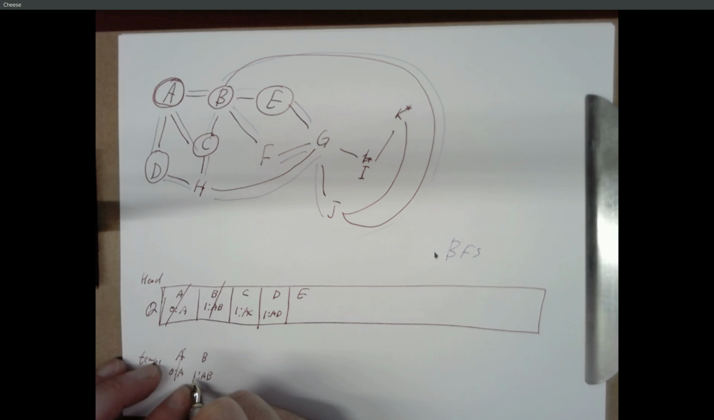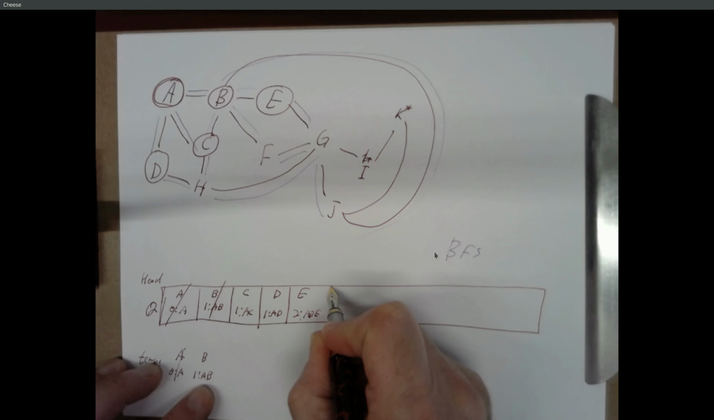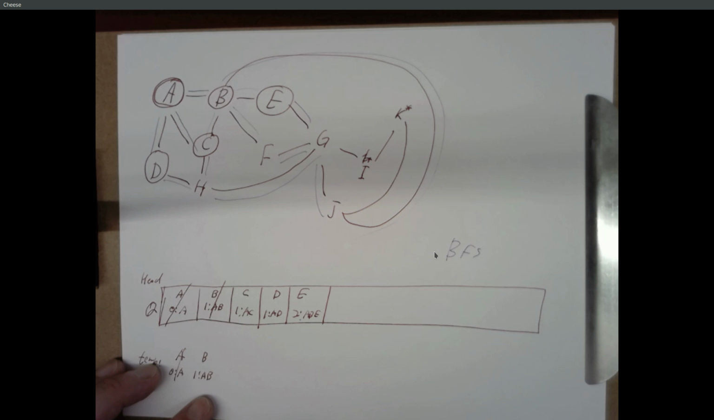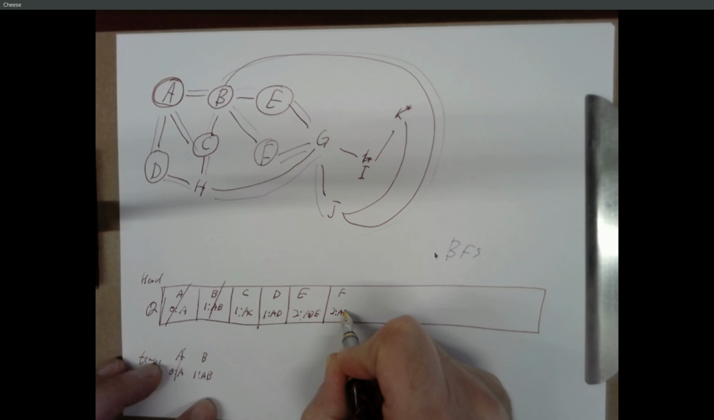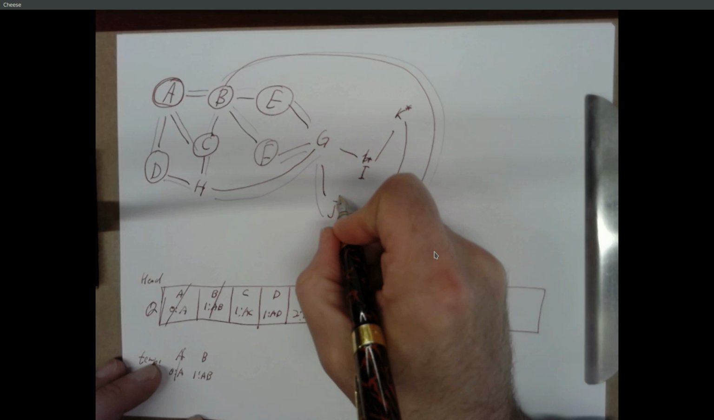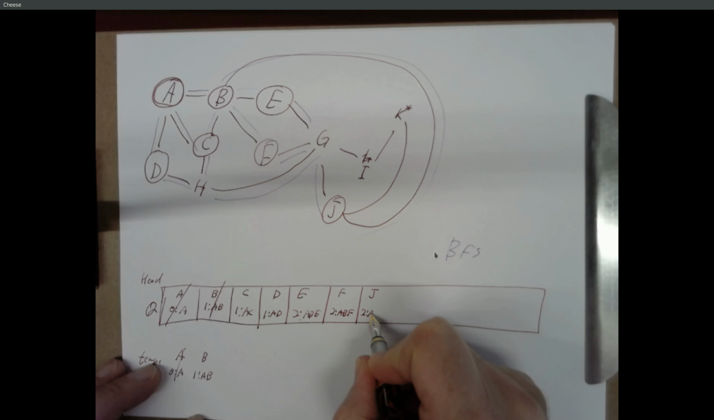Distance is going to be 1 plus 1 is 2. Path is going to be the path to B, AB, plus an E. Next child, F. So we put in F, distance 2, path ABF. Any other children? Yay. Don't forget J. So mark that as visited, push in J, distance 2, path ABJ.